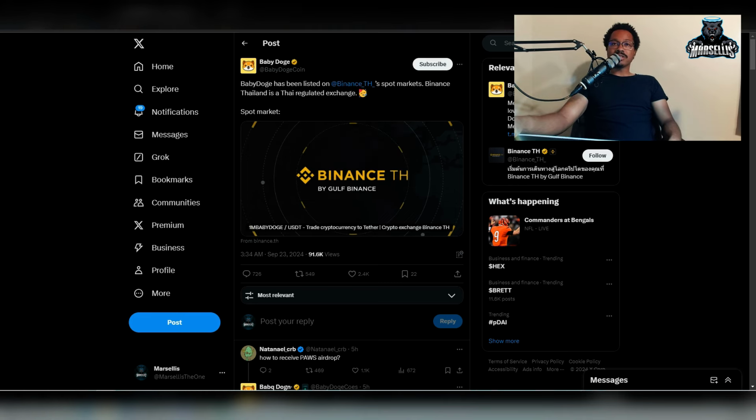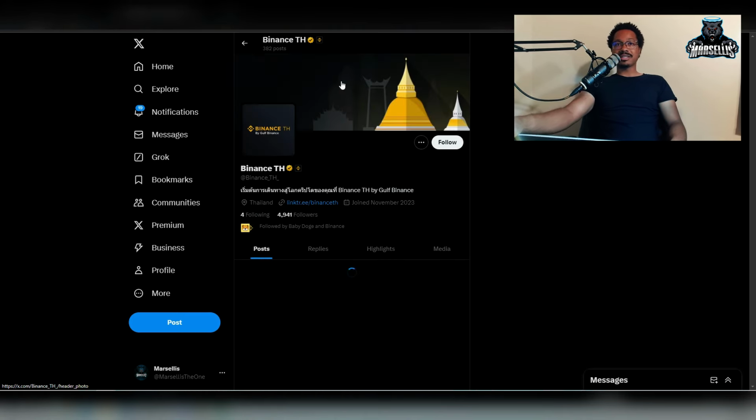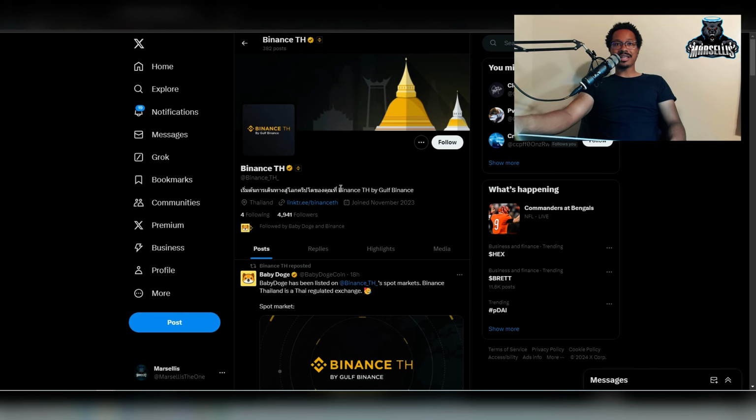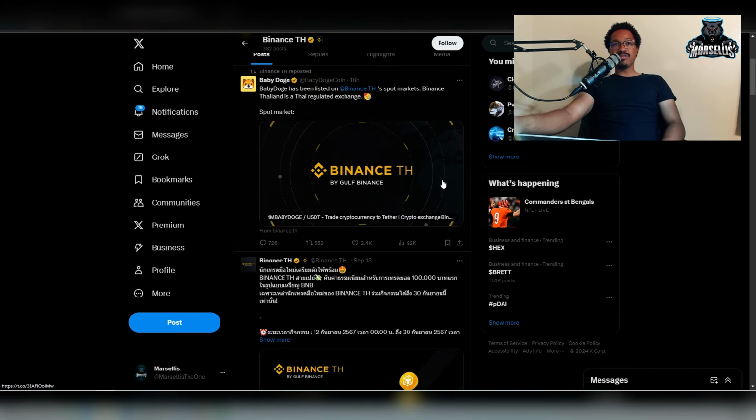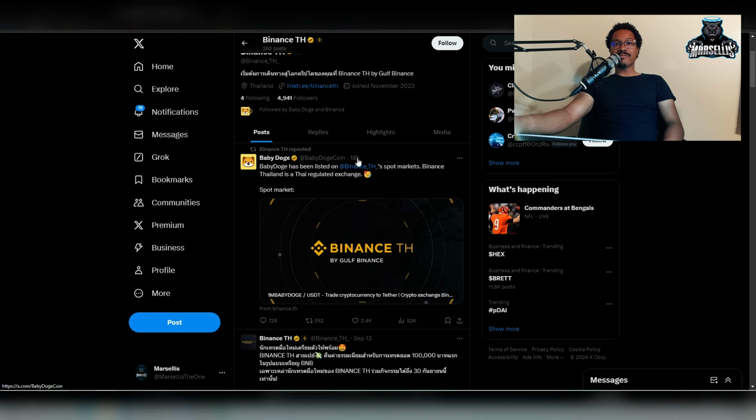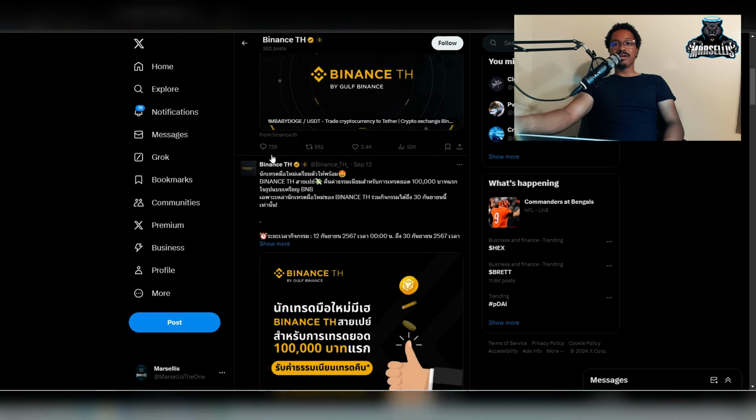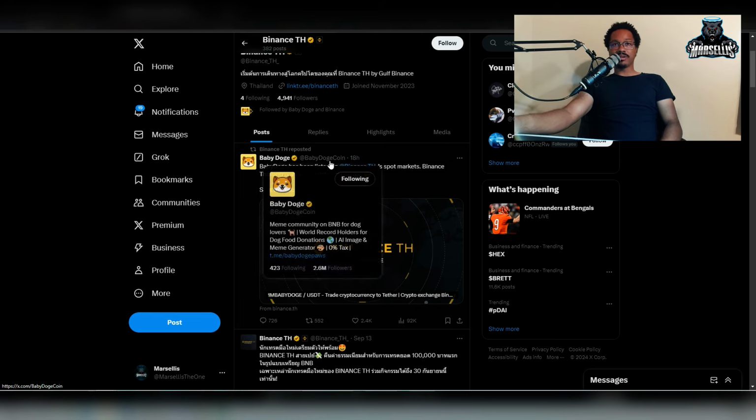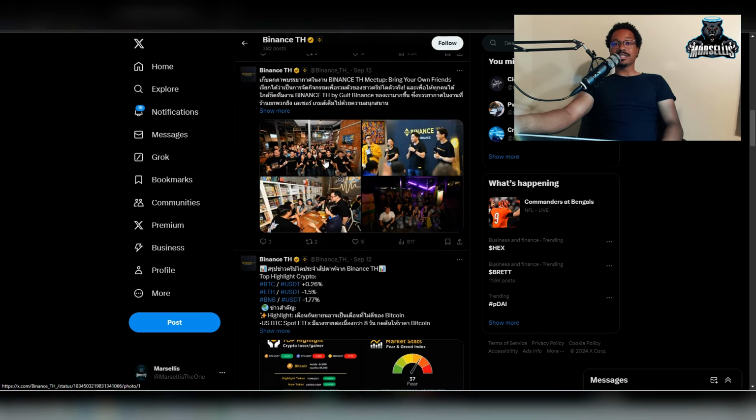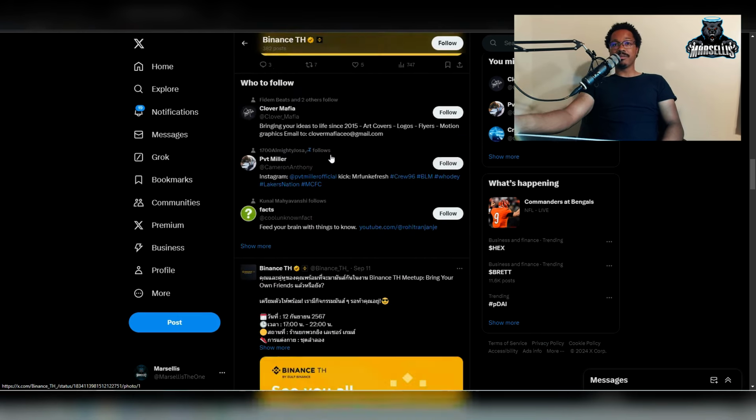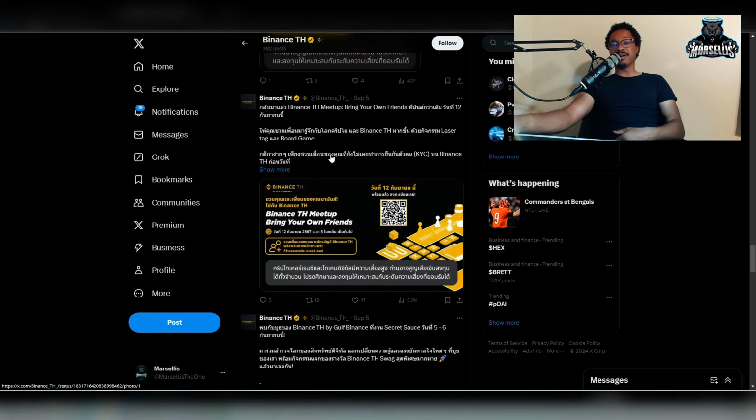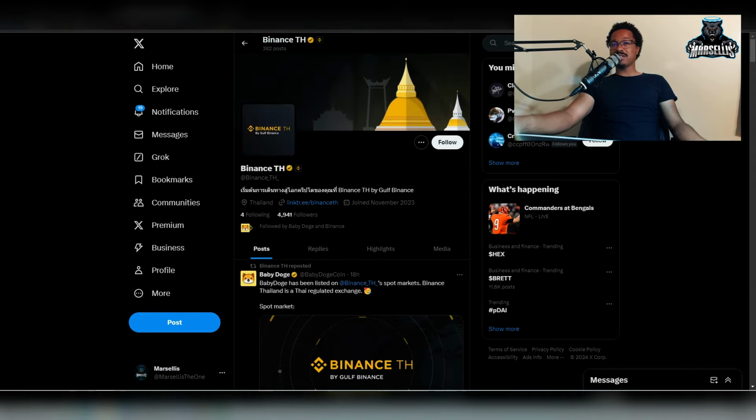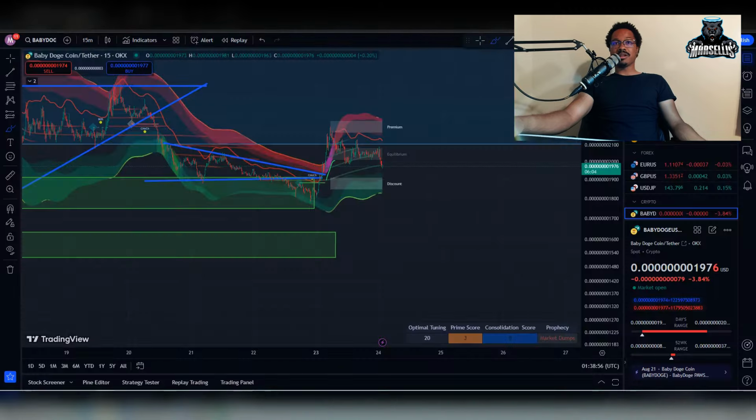But yeah, Baby Doge is now on Binance TH for Binance Thailand by Gulf Binance. So it's pretty big news. And as you can see, it's reposted at the very top of their Twitter. So yeah, this is a pretty big deal. It's a really big deal for Baby Doge to be listed onto Binance Thailand now. So yeah, shout out to them for getting Baby Doge on there. But anyways, I just wanted to bring this quick update here.